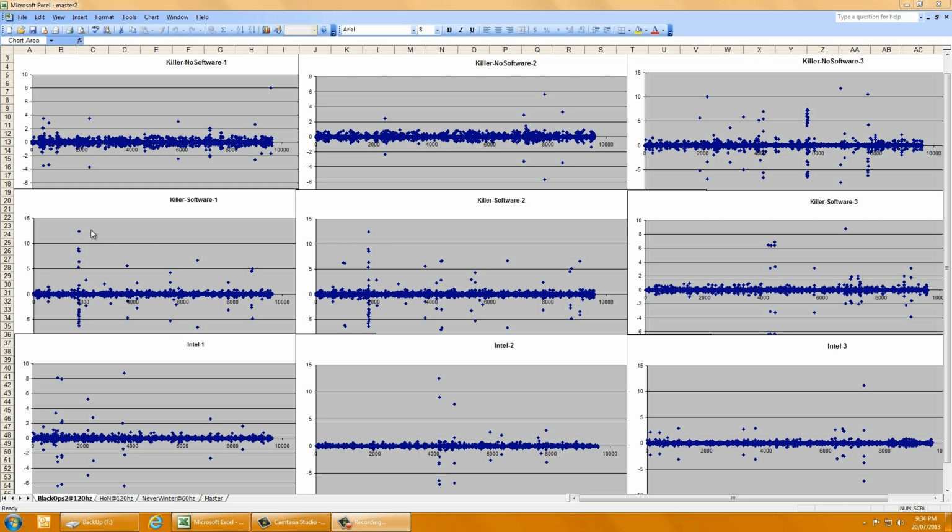And the worst frame was 13 milliseconds, and that happened two times, so interesting to note there. These two graphs almost look identical, but they're not. So anyway, let's move on to the Intel now.